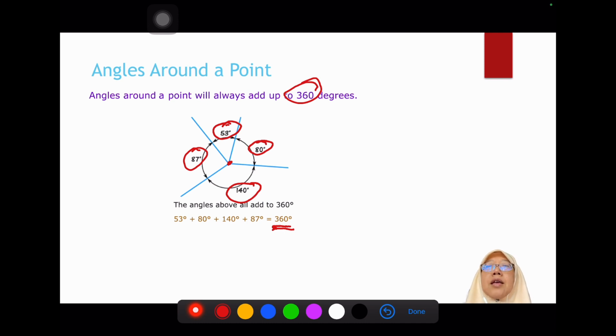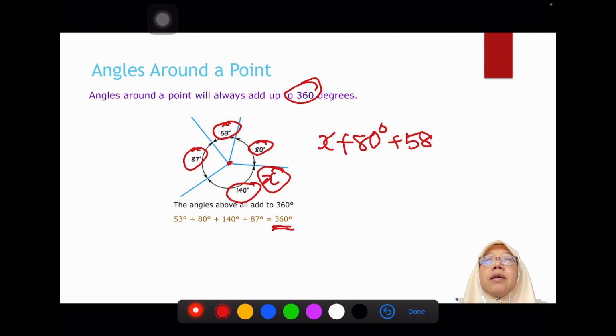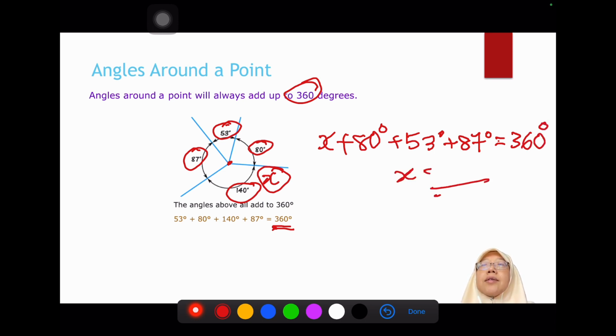But let's say this one is x, then you need to find x here. So how do we do that? We have x plus 80 degrees plus 53 degrees plus 87 degrees equals 360 degrees. Then you can find x, which is 140 degrees.